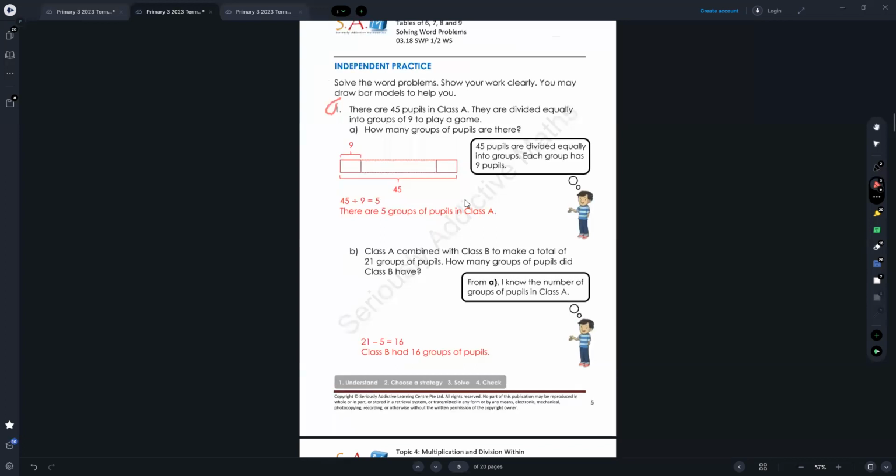So again, start with: there are 45 pupils in class A, and they are divided into groups of 9 to play. So each group has 9. How many groups? For this kind of question, they draw the first group and the last group. And then after that, because they don't know how many groups there are, they draw this kind of dotted line to represent the entire bar.